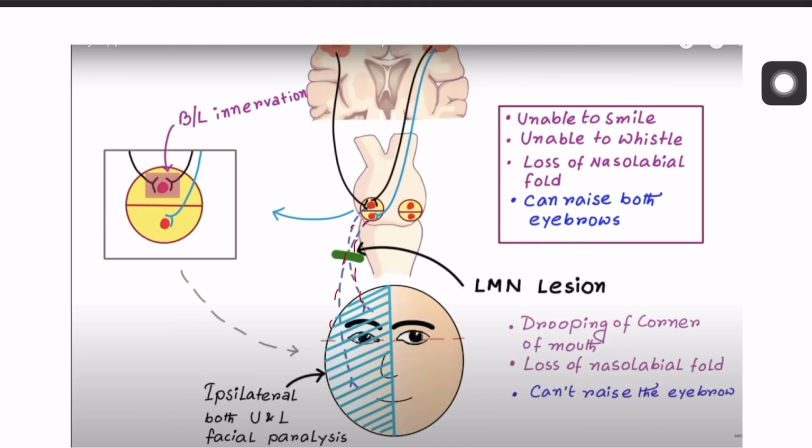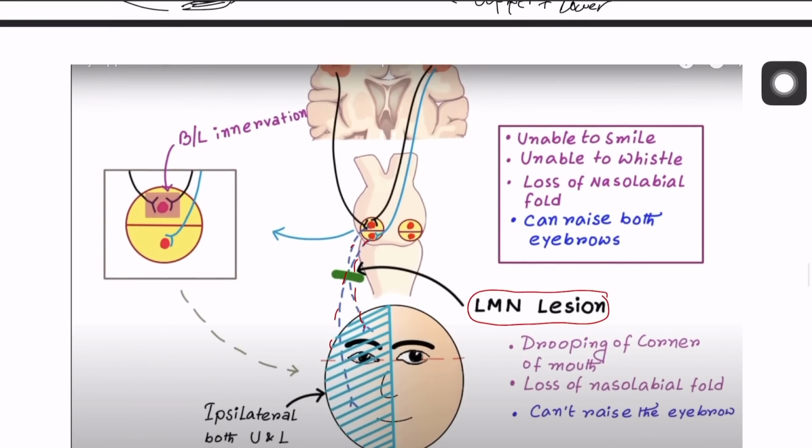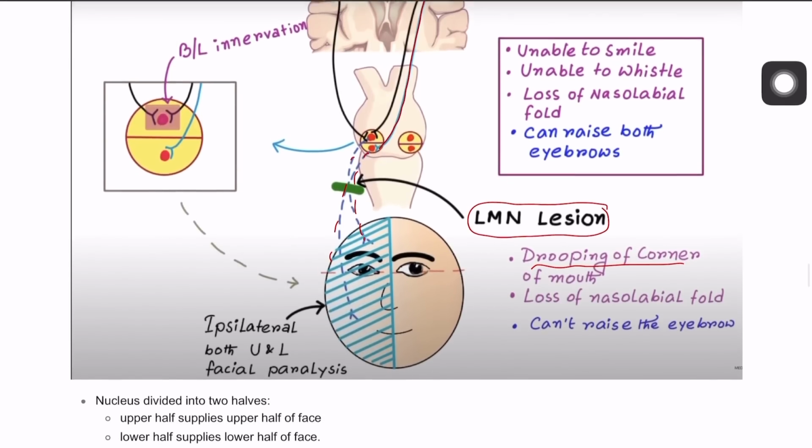When you go up from this lower motor neuron lesion, it doesn't have bilateral representation. It's a unilateral representation on the contralateral side, which is that color. So injury to that will lead to ipsilateral paralysis of the whole face. Basically, you have drooping of the mouth, loss of the nasolabial fold, cannot raise the eyebrows, and so on.